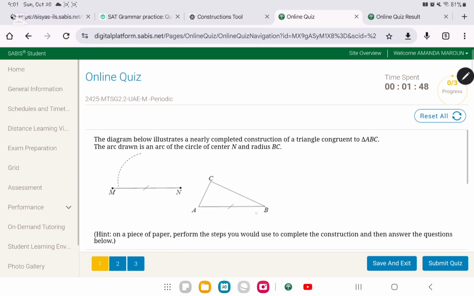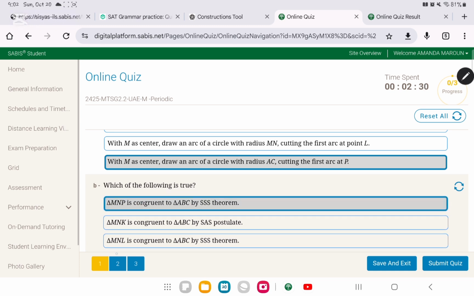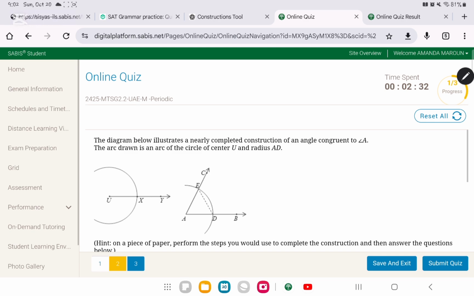We know that the two triangles will be congruent by which theorem? By the SSS, the SAS, or the ASA? Definitely the SSS theorem, but here we have two. Notice we have triangle MNP and triangle MNL. Did we ever mention a point L in the previous one? No, we said with M as the center, we drew an arc of a circle with radius AC, cutting the first arc at P. So it has to be MNP is congruent to ABC by the SSS theorem.